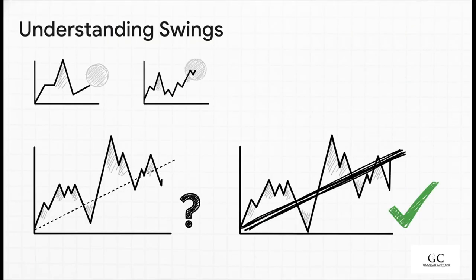So we've got two types. Swing highs, those are your peaks. Swing lows, those are your valleys. Now here's the most important rule on this slide. To draw a trend line that you can actually trust, you need to connect at least 3 of these points. Anybody can connect 2 dots, but 3 confirms a real trend.